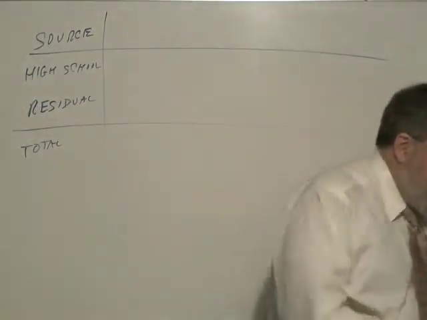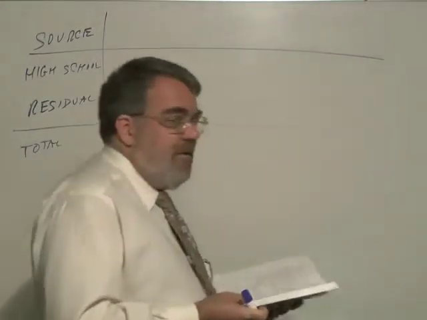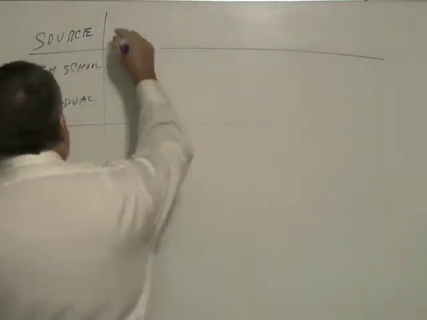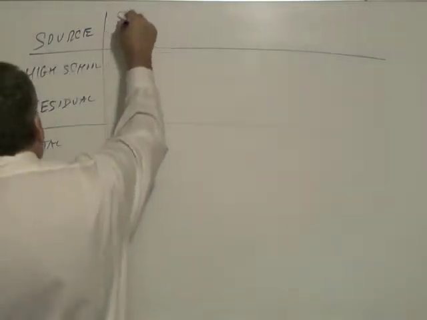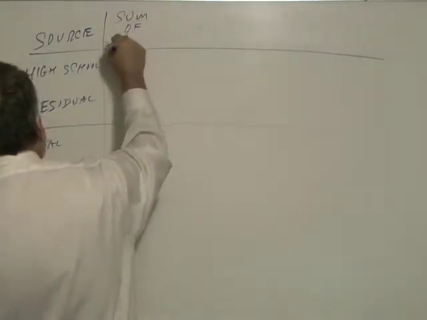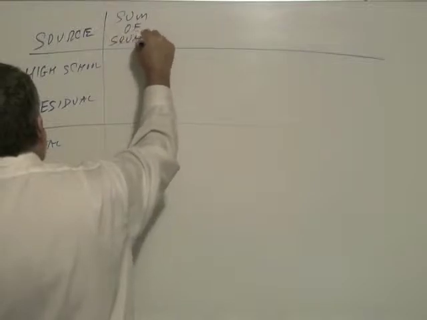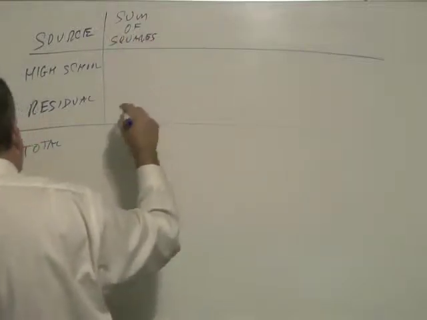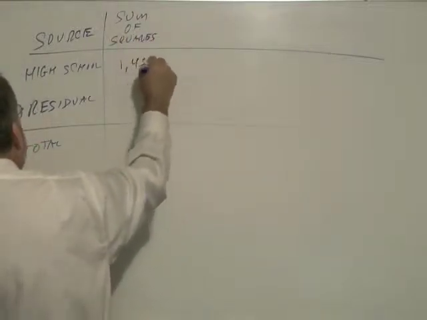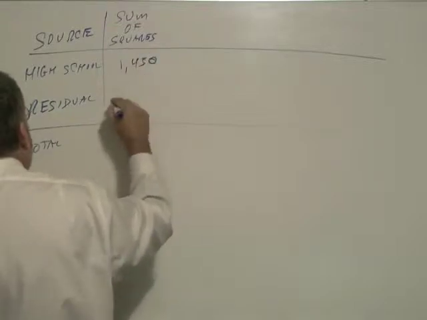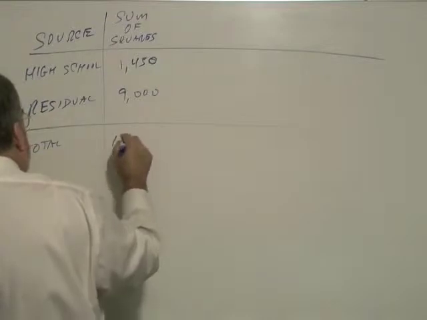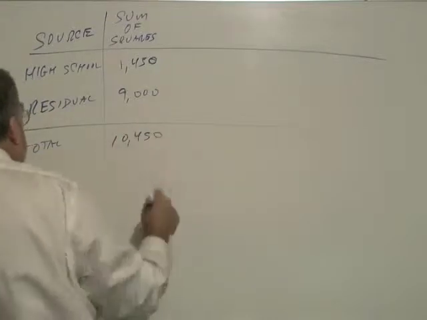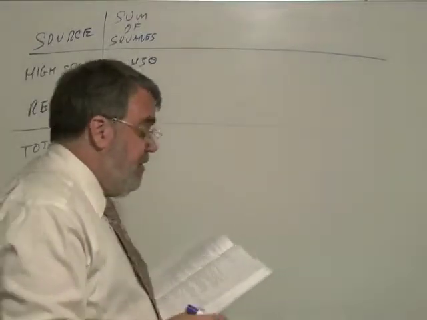So anyway, this data looks rather contrived, because the numbers are nice and round. The sum of squares for the high school was 1,450, and for the residual is 9,000. So these add up to 10,450. Those two must add up together.